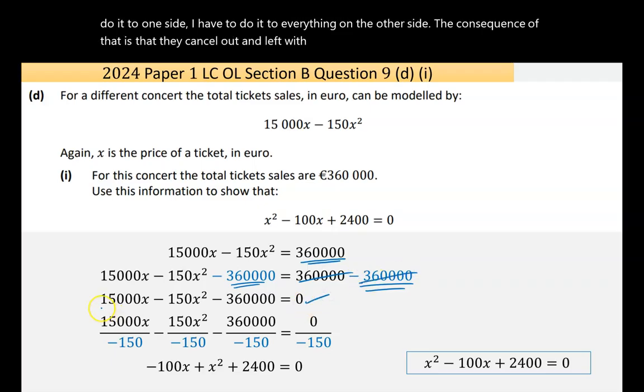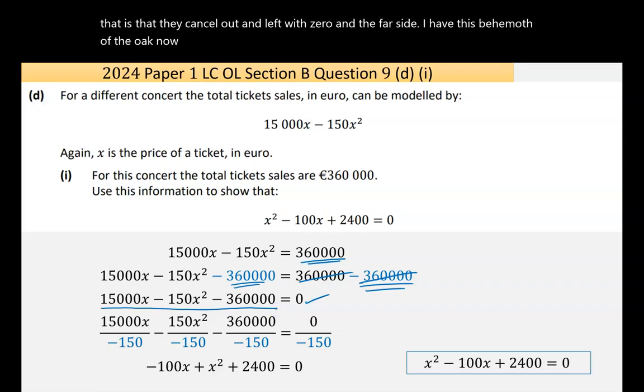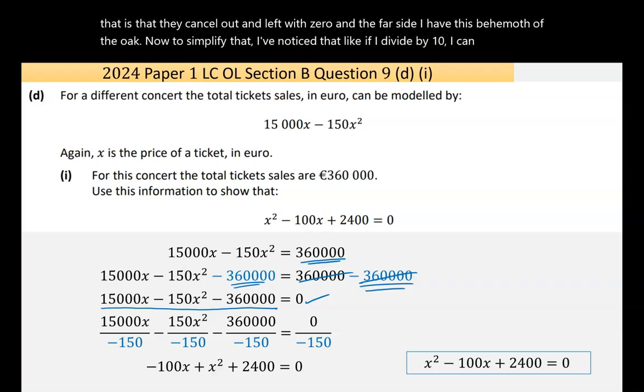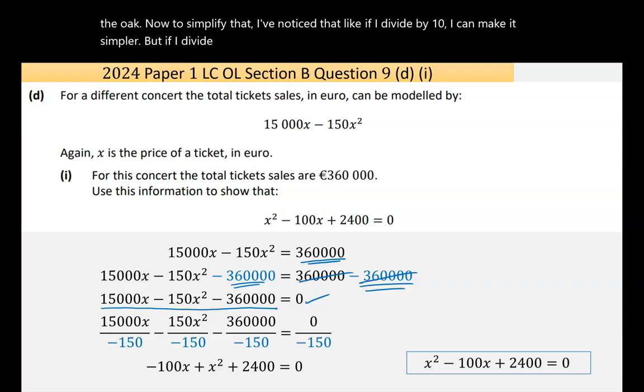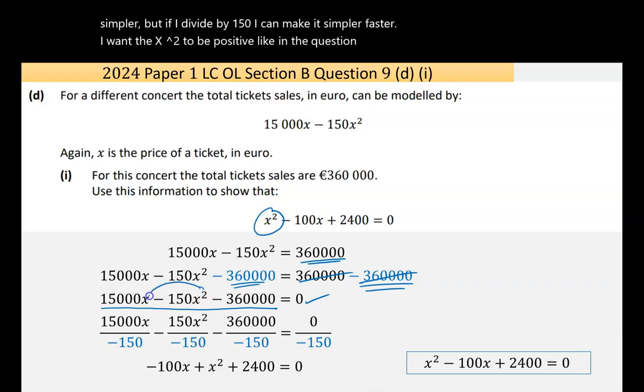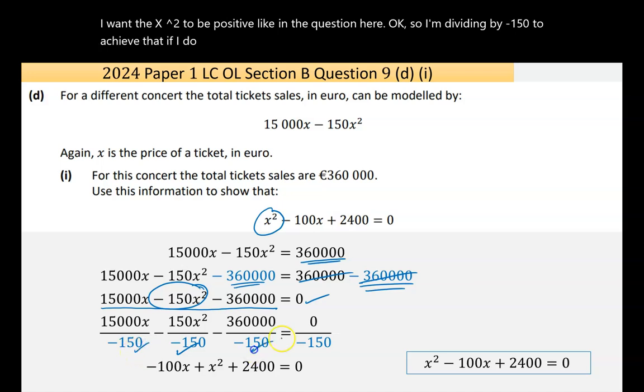On the far side, I have this behemoth of a yoke. Now, to simplify that, I've noticed that if I divide by 10, I can make it simpler. But if I divide by 150, I can make it simpler faster. I want the x squared to be positive, like in the question here. Okay, so I'm dividing by minus 150 to achieve that. If I do it to one term, I have to do it to every other term.